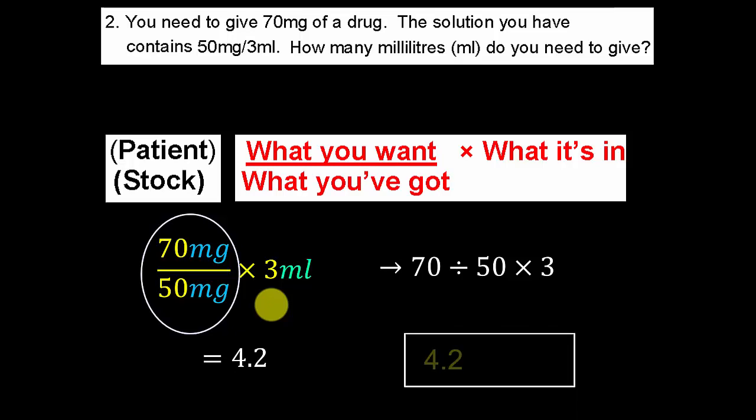So go to my answer box, put the 4.2. What are my units? Well, I've got 2 strong clues. In the question itself, it said how many milliliters do you need to give. And in my consideration of units, these 2 milligrams have, in a very real sense, cancelled each other out, leaving just the milliliters. So my units are milliliters, 4.2 milliliters. And that's question 2 done.